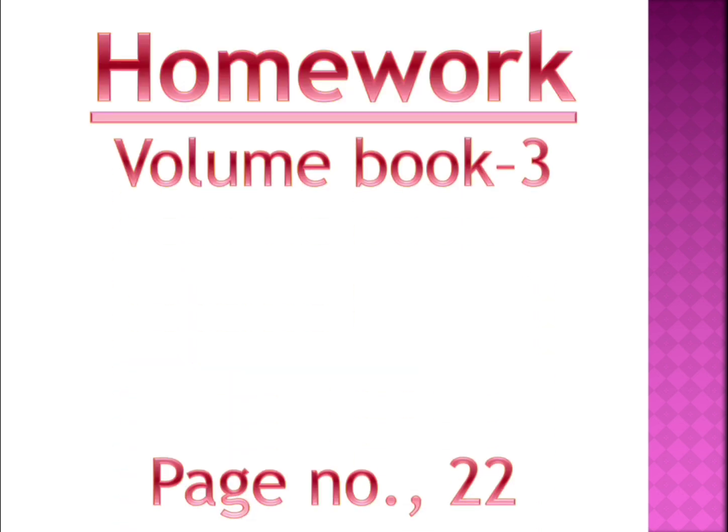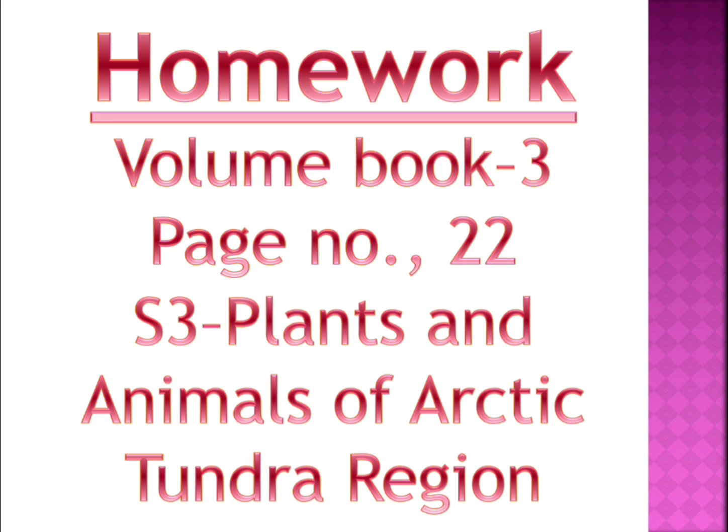Coming to your homework, complete Volume 3 book, page number 22, S3, plants and animals of the Arctic Tundra region. With this we have completed our block, and also the different climatic conditions that we find on the earth, in the world. We have learned about desert regions, tropical forest region, temperate grasslands, and the Arctic Tundra region. We have learned about the vegetation, the plants, the wildlife, and also the people, and how the people live in those particular regions.